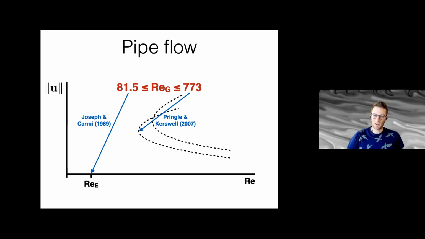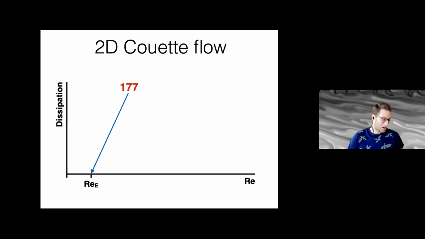So the question is, how can we do better? In this talk, I'm going to use this even simpler example of 2D Couette flow, where the energy is a valid Lyapunov functional only up to a Reynolds number of 177. Above this, nothing is known. No nonlinear states have ever been found. It's quite likely that the laminar state is actually globally attracting at all Reynolds numbers, but in over 100 years, nobody has shown it.